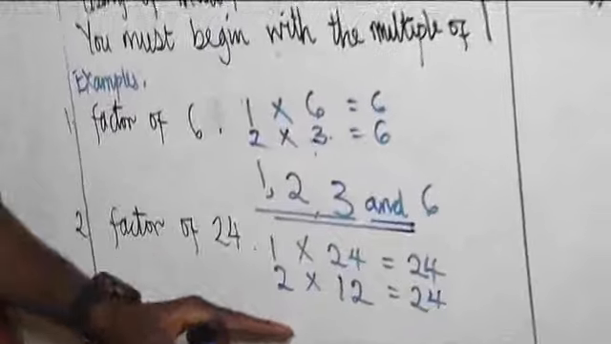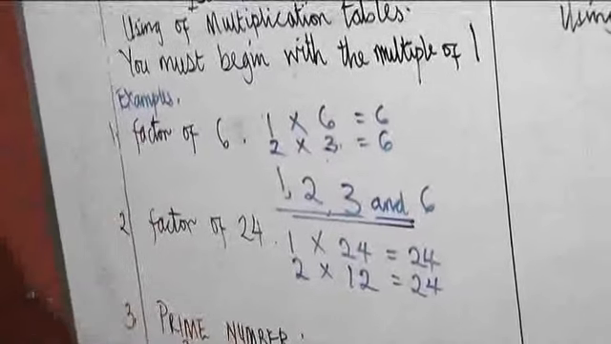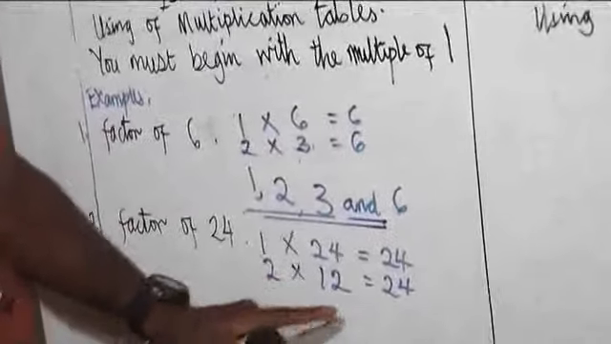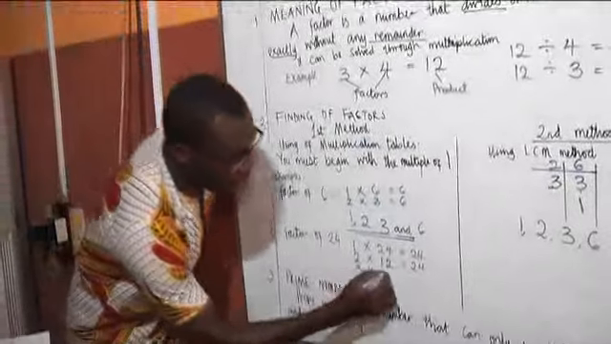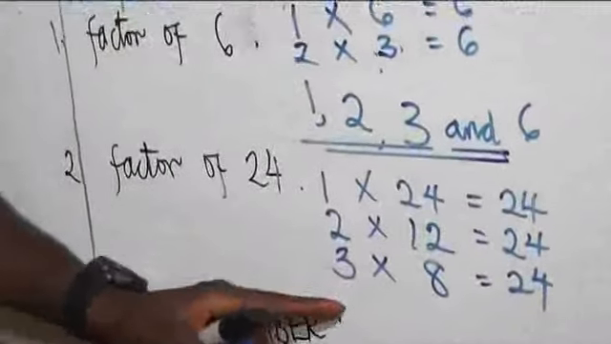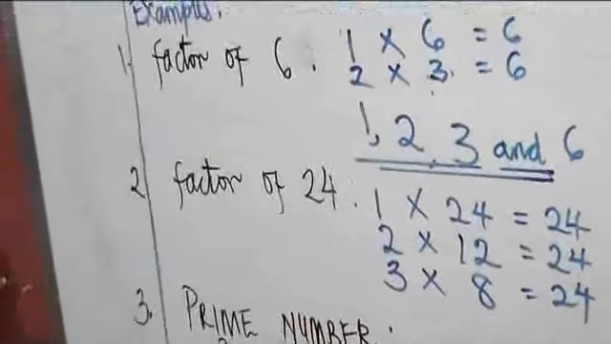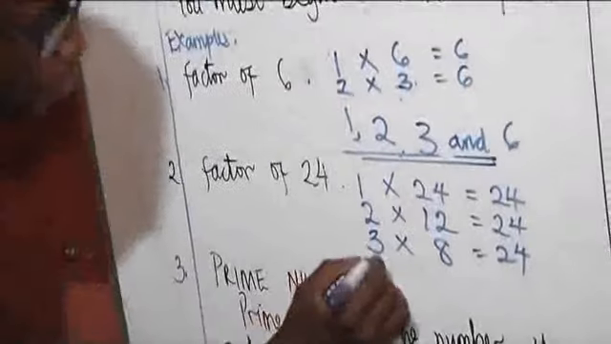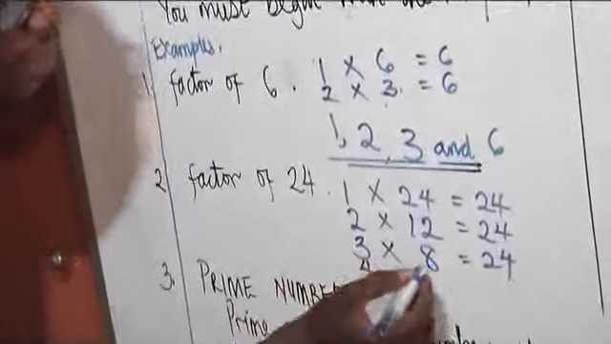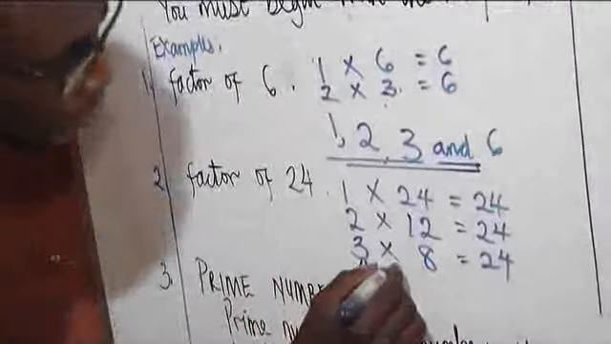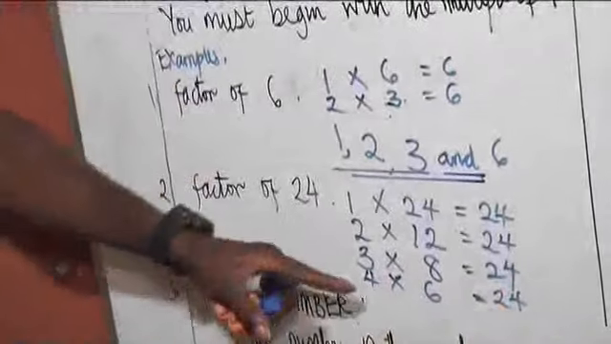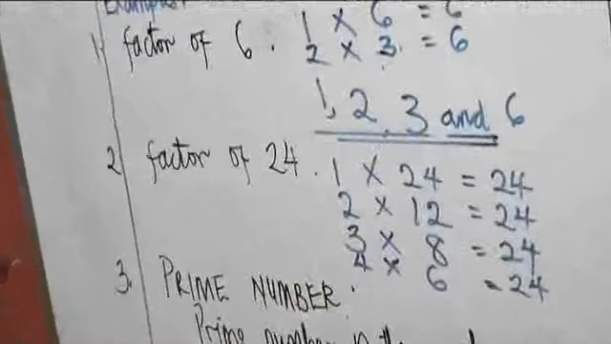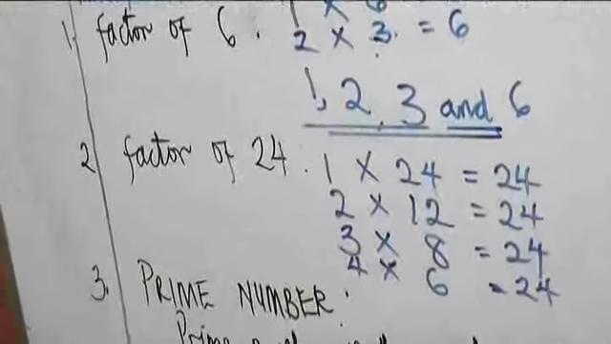After we've used 2, we move to what? 3. Good. So 3 times what will give us 24? 3 times, okay, 8. Good. So after 3, then we move downward again to what? 4. Good. So 4 times what will give us 24? 4 times 6. So after 4, we move down to what? 5. So this is how we will be going downward.